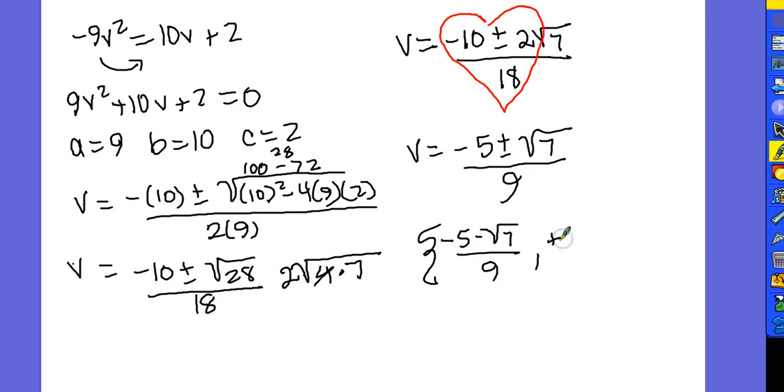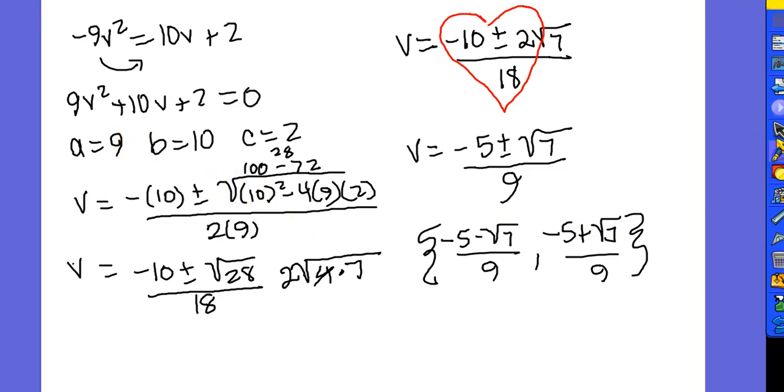And a positive. Nope, not a positive. Erase. Negative 5 plus the square root of 7 over 9. And there you have it. For the purpose of this problem, the quadratic formula was definitely the most efficient way to solve this equation. It wouldn't have been complete the square, because who wants to divide by 9, and then cut 10/9 in half? Forget that, right?